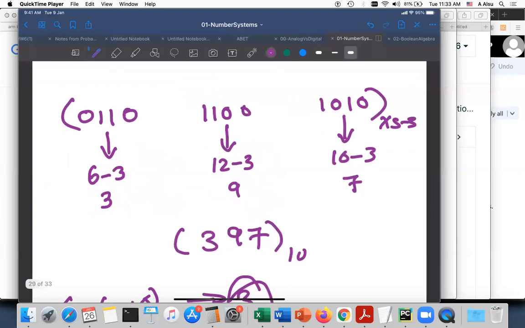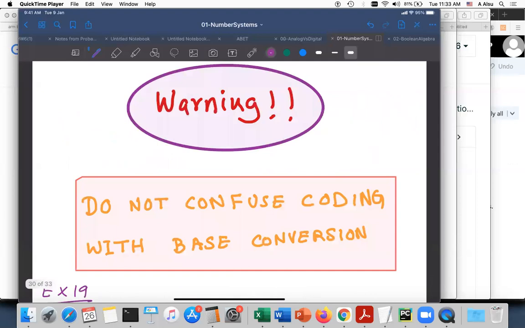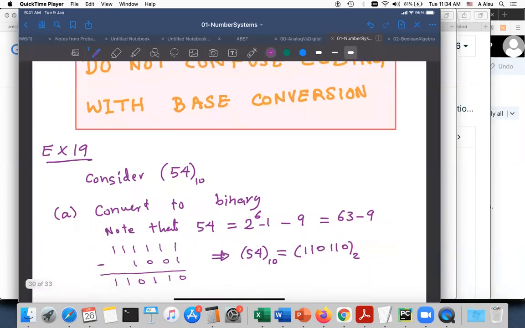Moving on. Here is a big warning. I want you to not confuse coding, like BCD coding, with base conversion. Do not confuse that. Coding is something and base conversion is something else. So let's take an example about this.